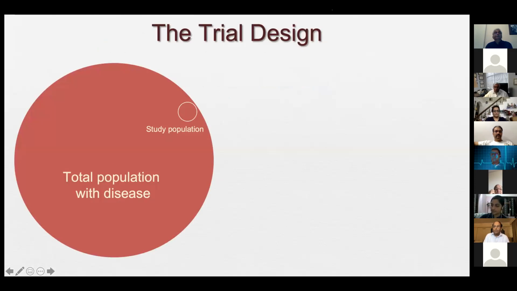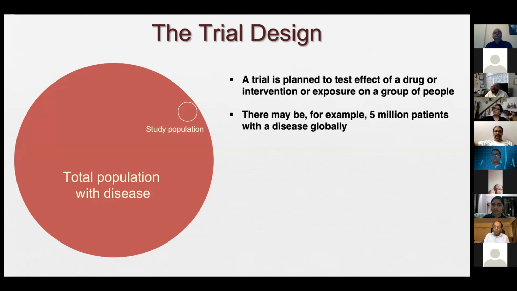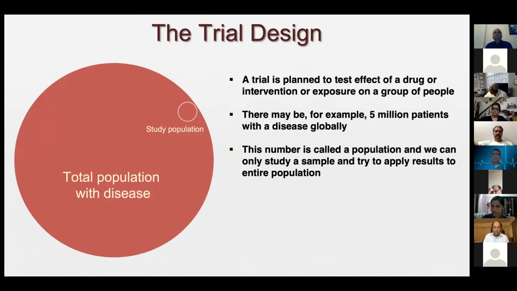Now these trials are conducted. The trial is basically planned to test the effect of a drug or intervention or exposure on a group of people. For example, there may be a huge number of patients, say 5 million patients with a disease globally, and we want to study that particular disease. That number is called a population, and we can only study a sample and try to apply results to the entire population. So we take a sample from that particular population, and then we try to study.